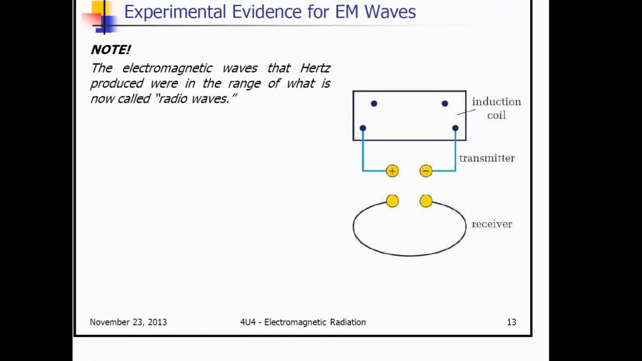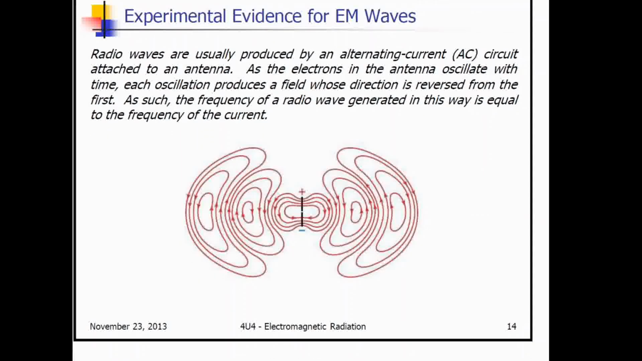These waves that he determined were in the radio wave range, and that's what we now know. Radio waves tend to be very large wavelength waves. We'll talk about the electromagnetic spectrum a little bit later. But it says here, radio waves are usually produced by an alternating current attached to an antenna. As the electrons in the antenna oscillate with time, each oscillation produces a field whose direction is reversed from the first. As such, the frequency of a radio wave generated in this way is equal to the frequency of the current.